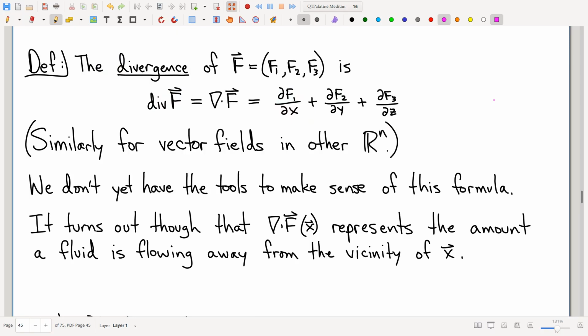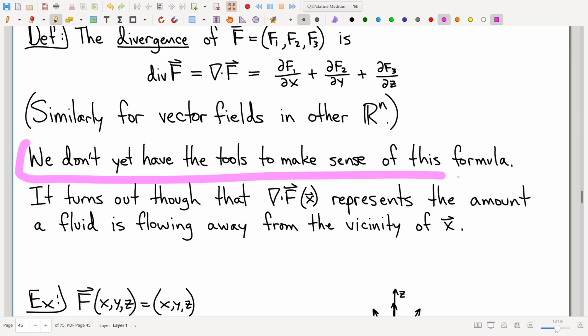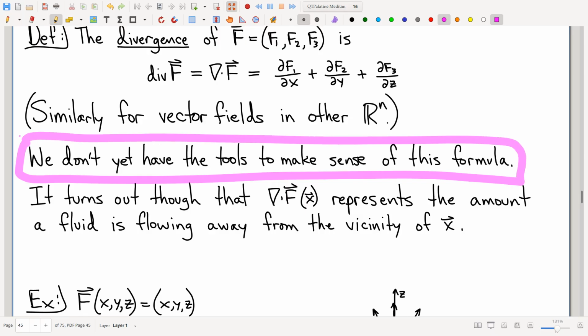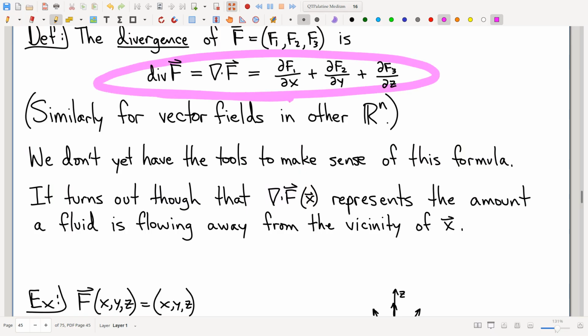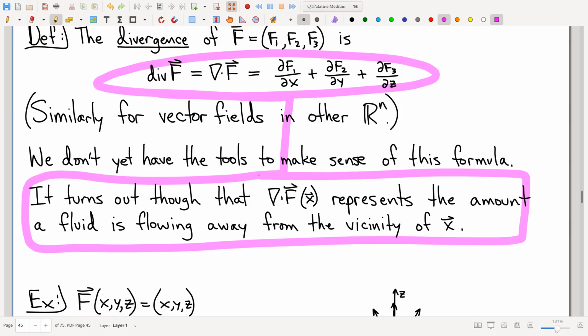So you kind of have to just take my word on that for the moment. What I am going to do, even though I can't justify what I'm about to show you, is try to communicate how you should visualize this thing called divergence. And here's what it is. If you're willing to trust me, it represents how much, in some sense, a fluid is flowing outward away from wherever you're evaluating that divergence.